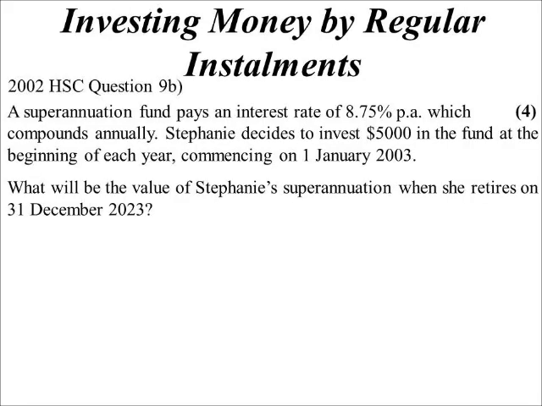Here's the more interesting application of all these, which really does, as I say, used to before the internet, have some real world values to it. 2002, you see I've got to go quite back in time here. Question 9b. A superannuation fund, interest of 8.75% per annum, compounds annually. Stephanie decides to invest $5,000 at the beginning of every year, commencing on the 1st of January 2003. What will be the value of her superannuation when she retires in 20 years' time?